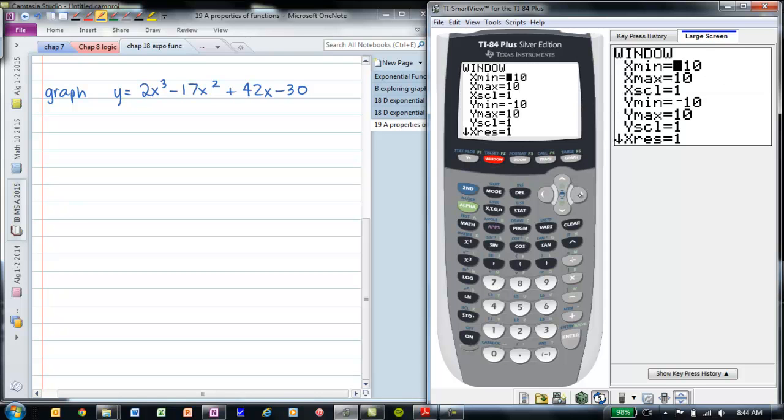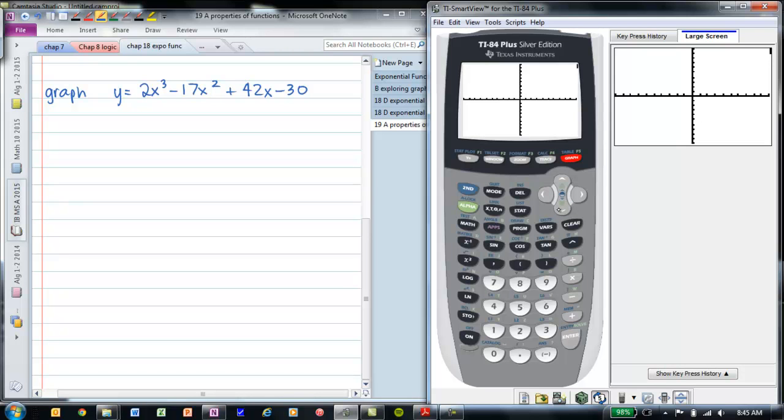Alright, now I'm going to set my window. I'm going to make my window pretty big because I don't really know what this looks like. So I'm going to go from negative 100 to 100, and I'm going to count by tens. And for the y's, I'm going to go from negative 100 to 100, also counting by tens. And graph. Okay, so there's my curve.